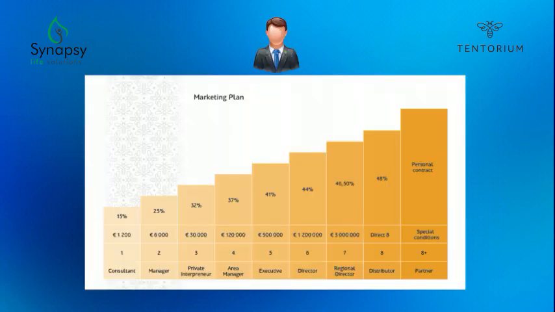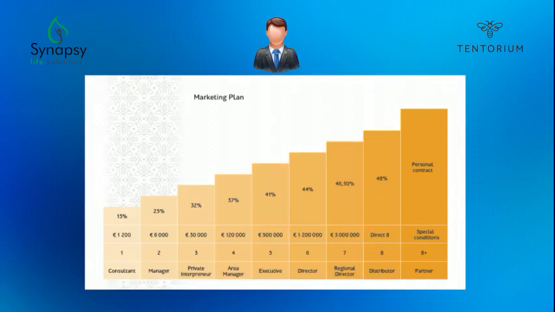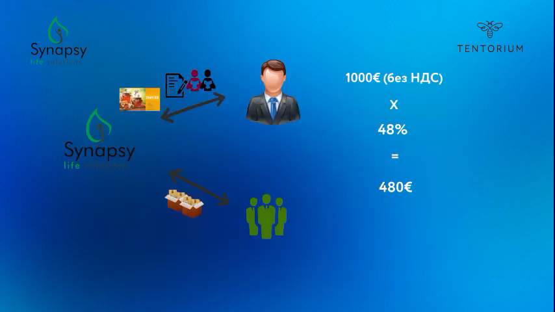If this was done by a distributor of the second level, then we would use the tariff corresponding to this level, 25%, and the commission for the personal sales would amount to €250. At the 8th level, we use the tariff 48%, and the commission for the same volume of personal sales is already €480. I'm sure you got the logic. That is all that concerns the amount of the commission for the personal sales. The higher the level, the higher the tariff and the higher the commission.